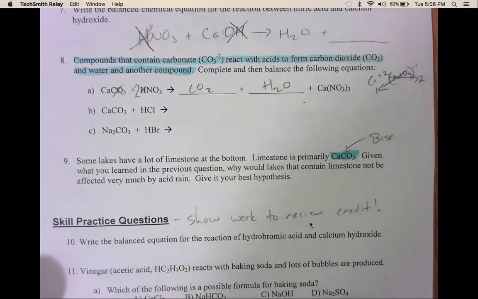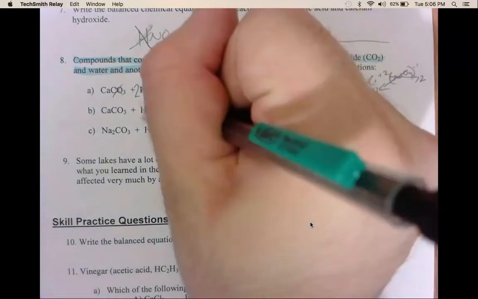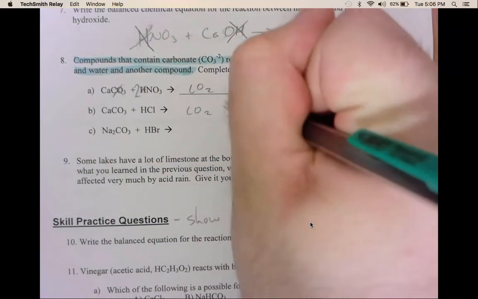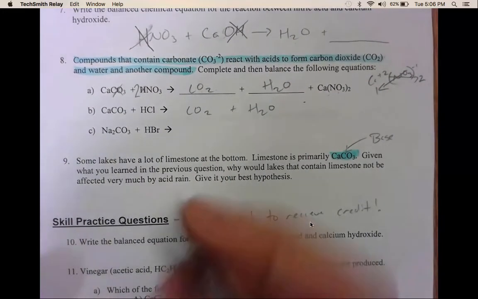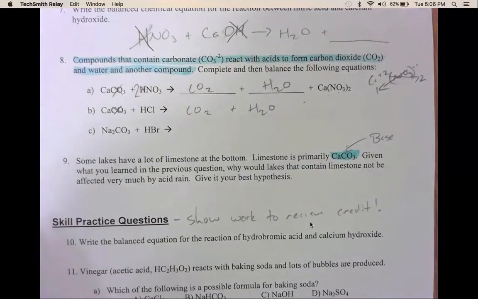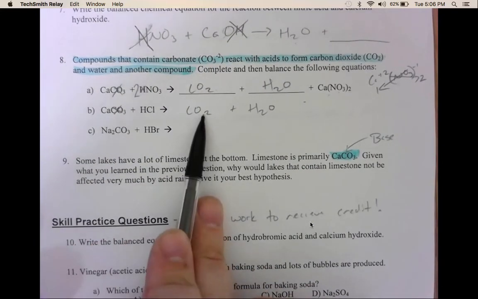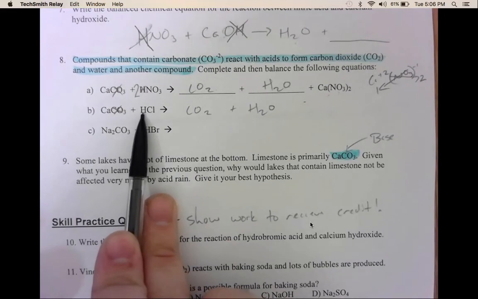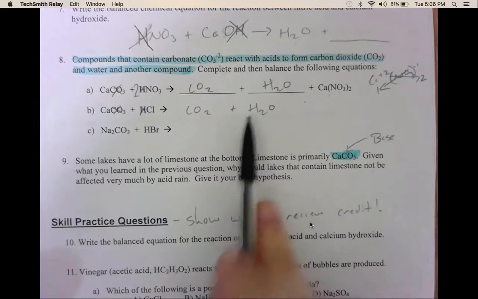So again, guys, part B, I'll get you started. We know that it's going to form carbon dioxide and water. So the carbon dioxide and the water come from the same place. It comes from the carbonate ion. So the 1 carbon and 2 oxygens go there. And the hydrogen comes from the HCl. So we know that the H goes there.